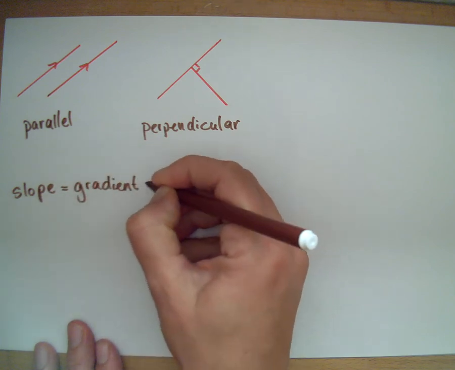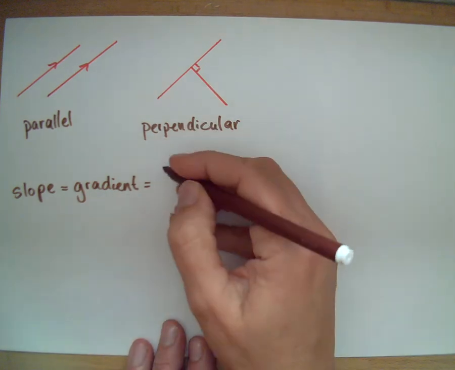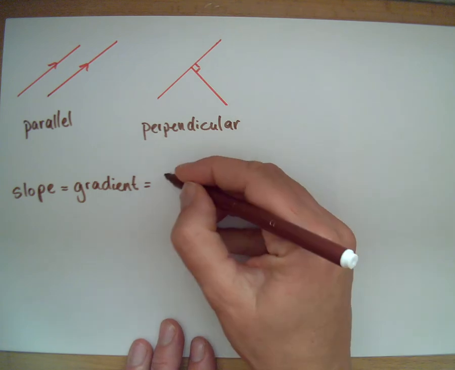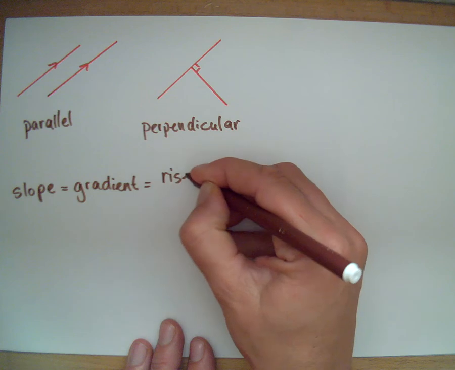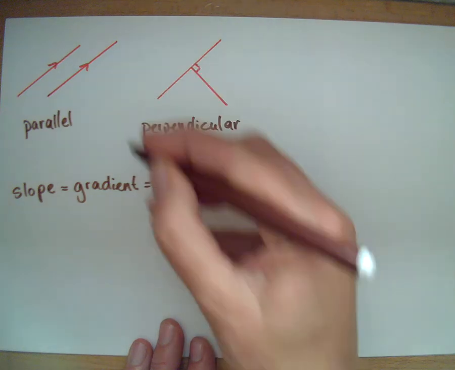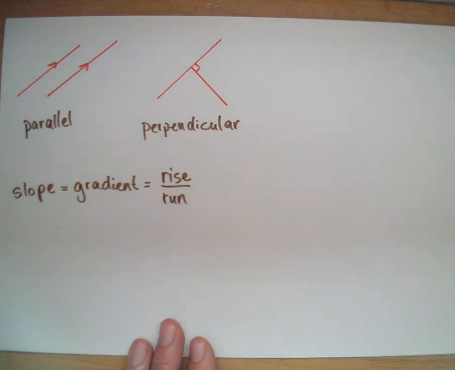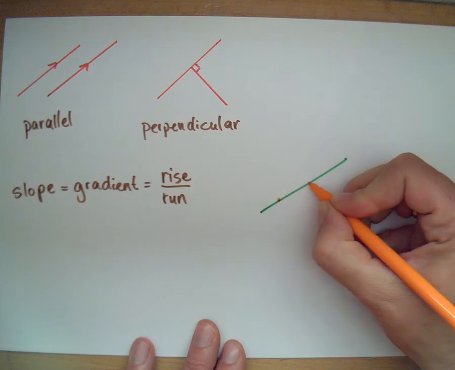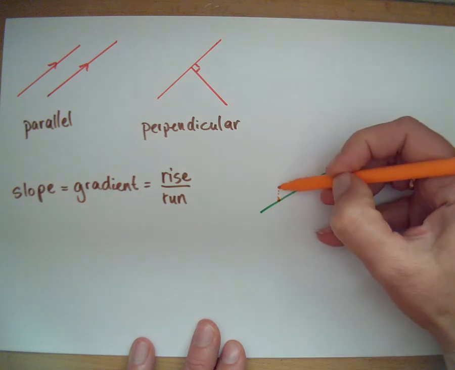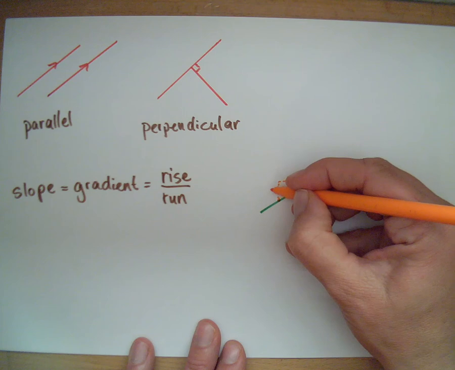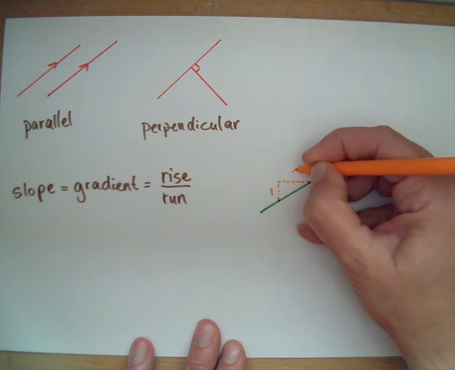Slope and gradient mean the same thing, and they describe the steepness of a line. They're calculated by dividing the rise of the line by the run of the line. An example, if this is a line and it's a straight line, we pick two random points on the line and we calculate what the rise is. Say this is a rise of 1 and this is a run of 2.